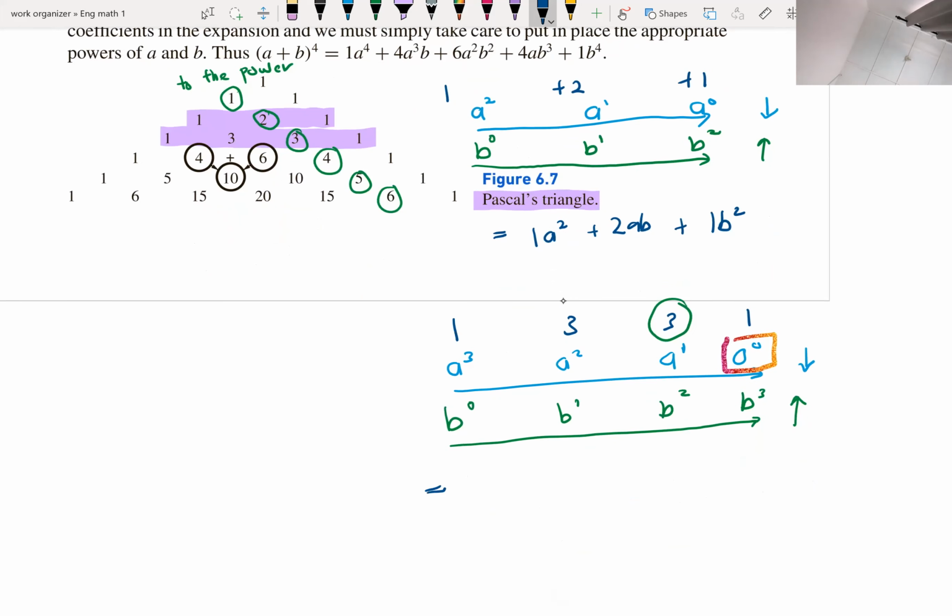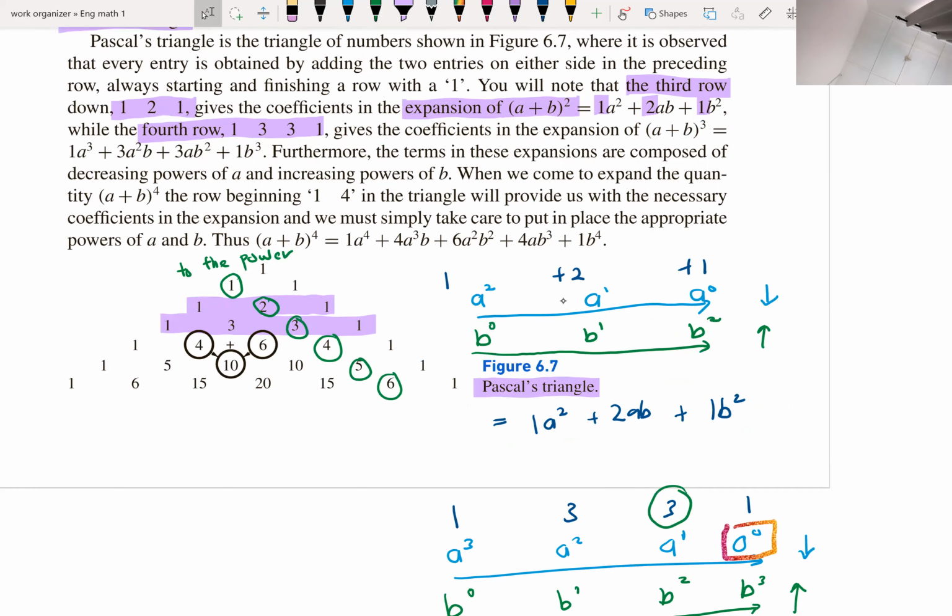So how are we going to write it? It will be 1 A3 plus 3 A2 B1 plus 3 A B2 plus 1 B3. Okay, so now, how is Pascal's triangle formed?